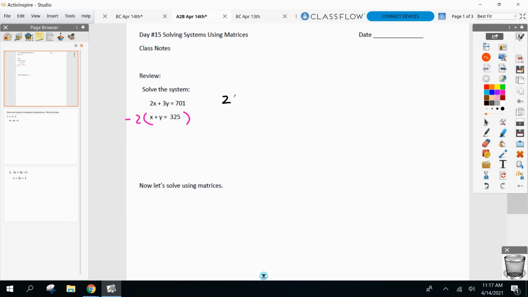I'm just going to rewrite the first equation, 2x plus 3y equals 701. Distribute the -2. -2x minus 2y equals, please distribute the -2 all the way to 325 and get -650. Perfect. The x's cancel. Pretty convenient, huh? I'm left with 1y equal to 51, I think.